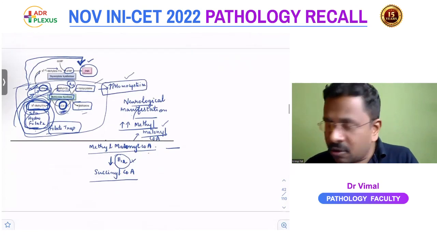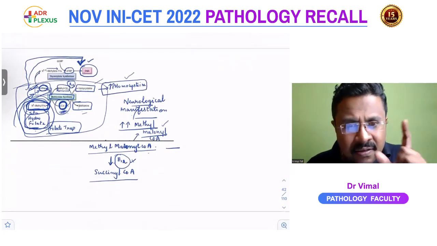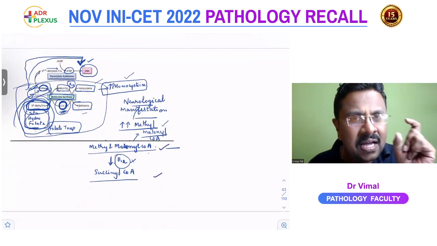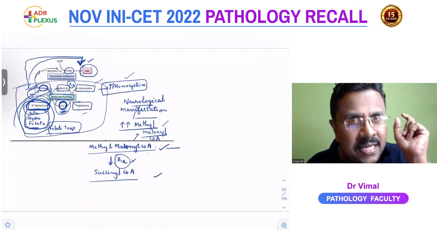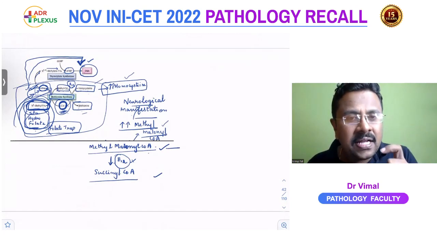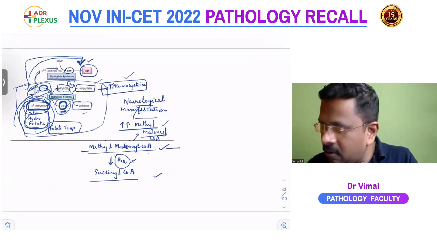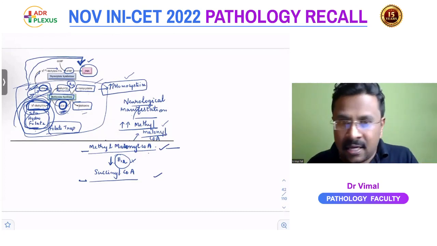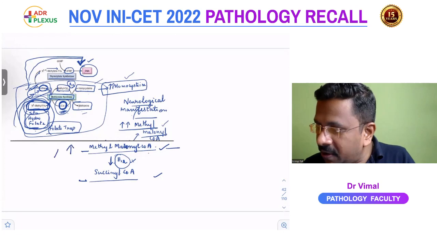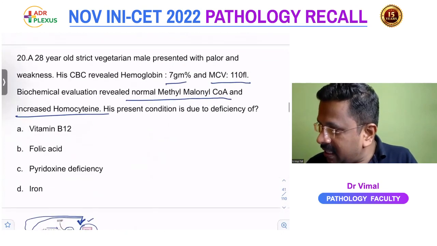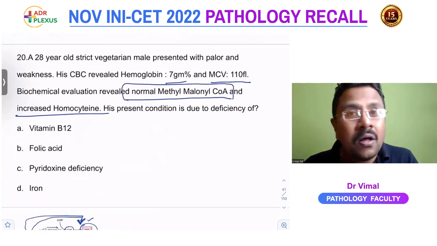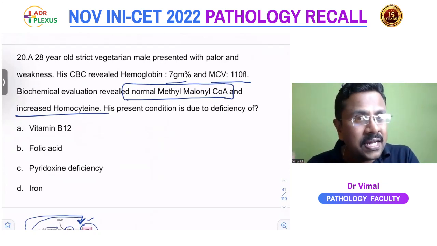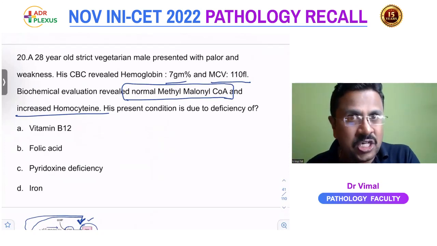You can see from our notes that methylmalonyl-CoA will be converted into succinyl-CoA with the help of B12. So B12 is essential for the conversion of methylmalonyl-CoA to succinyl-CoA. If B12 is not there, your methylmalonyl-CoA is going to be increased. But here they have said that it is a normal methylmalonyl-CoA. That straight away tells you that it is not a case of B12 deficiency.